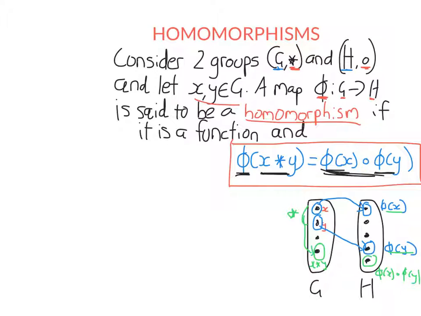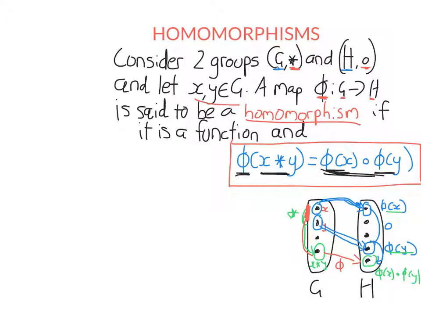So what a homomorphism is saying is that it doesn't matter if I combine these two to get this first, then map by phi. That gives me the same answer. I end up in the same place as if I map X, then map Y, then combine them in the second group under the operation. I end up at the exact same place. So it doesn't matter whether you perform the operation first or the map first.